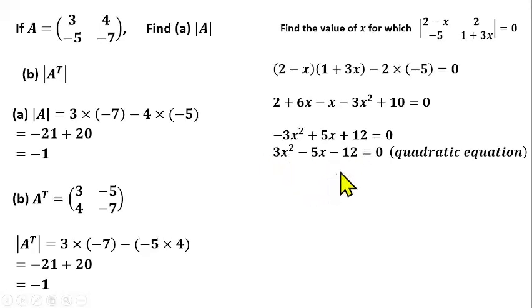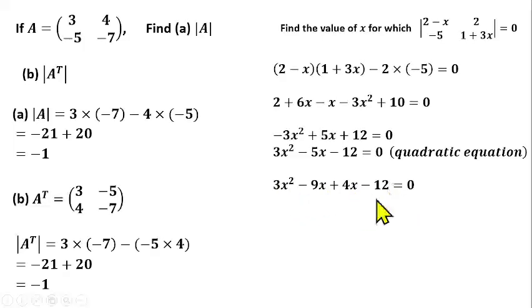So 3 will multiply minus 12 first, that gives us minus 36, and the two factors of minus 36 that can multiply together to give me minus 36, and when I add them together give me minus 5, and that should be minus 9 plus 4. Minus 9 times 4 will give us a minus 36. So minus 9 plus 4 give us minus 5. So if I return that here, that give me 3x squared minus 9x plus 4x minus 12 equals to 0.